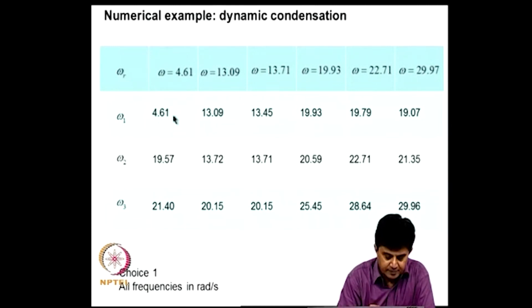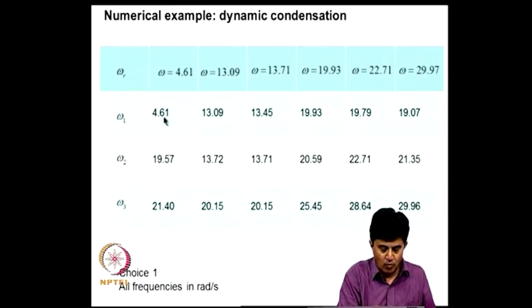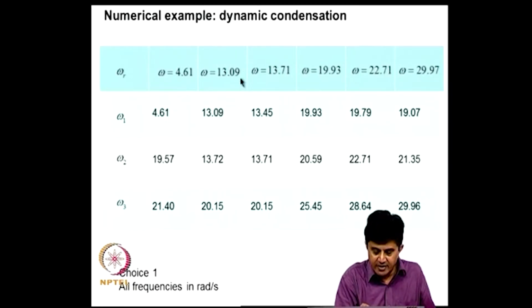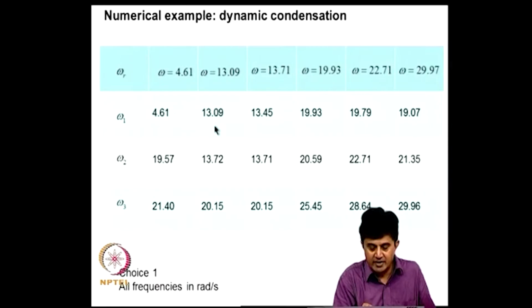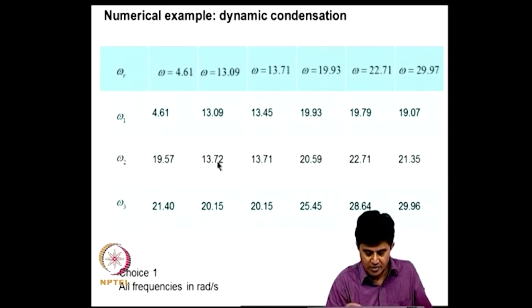4.61 turns out to be one of the eigenvalues of the reduced system, and there are 2 more frequencies. If omega is taken as 13.09, that happens to be one of the frequencies. The other 2 of course are not natural frequencies of the system. So by selecting 13.71 I ensure that 13.71 is one of the natural frequencies of my reduced model, and so on and so forth.